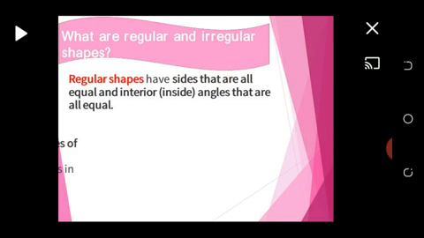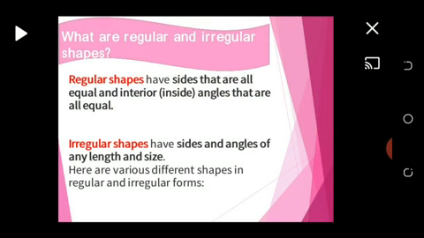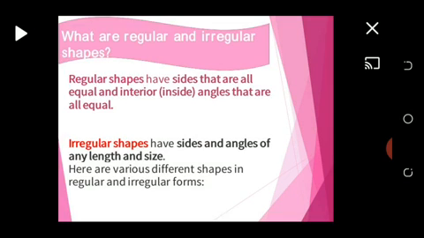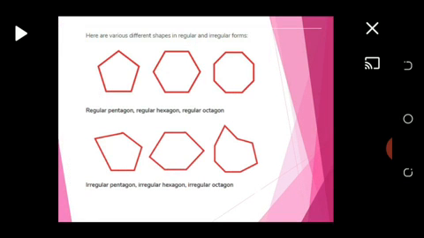Now, let's take a look at what irregular shape is all about. The irregular shapes have sides and angles of any length and size. There are various different shapes in regular and irregular forms. In irregular shapes, they are not equal. The sides vary. That is what we are trying to talk about. Now take a look. This is a shape. We have various different shapes in irregular and regular forms.